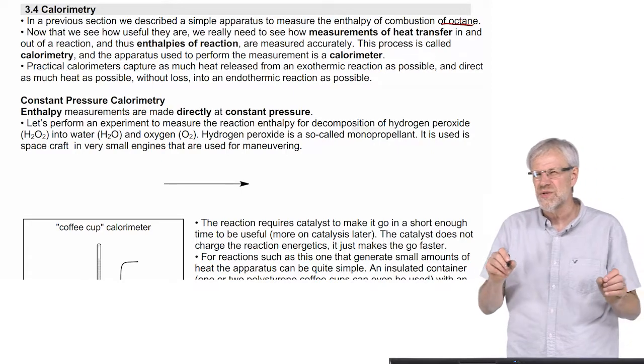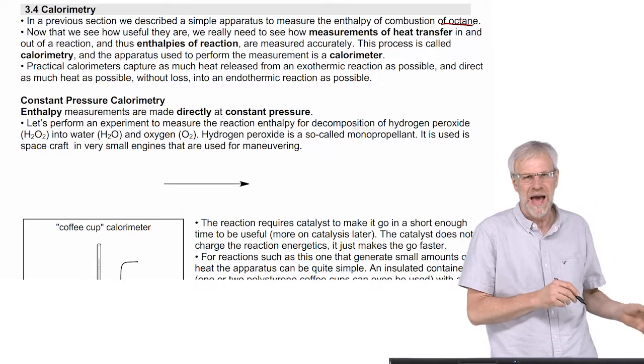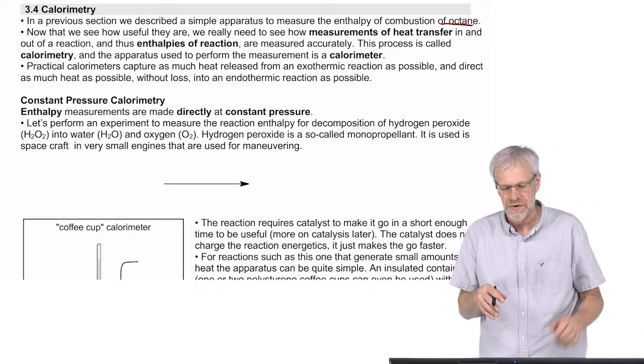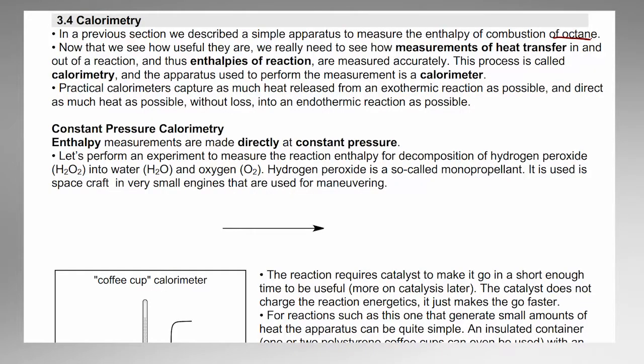Now we need to do a better measurement of that, right? We need a better measurement of heat transfer than the one we talked about earlier. So we need to understand a new process. This process is called calorimetry. So calorimetry is the experimental technique associated with measuring heat coming in and out of chemical reactions. And the device we do calorimetry in is something called a calorimeter.